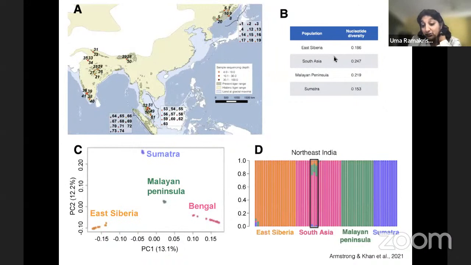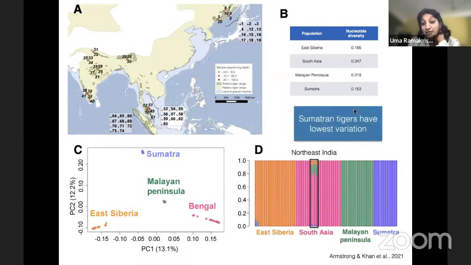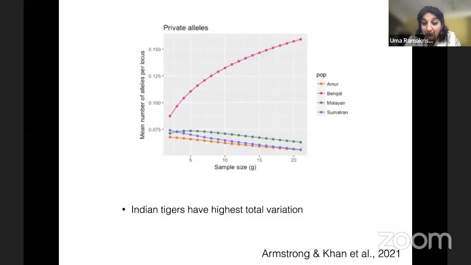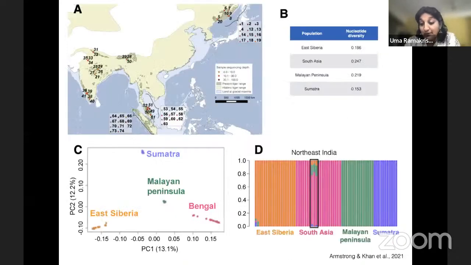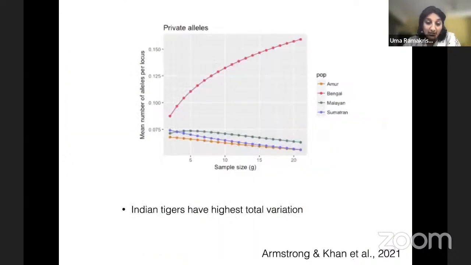So Indian tigers do seem to have a large proportion of genetic variation. And it turns out that Sumatran tigers actually have the lowest variation. But what's also very interesting is, this could just be because our sample sizes are different, right? So if you do a rarefaction analysis to look at the mean number of alleles per locus, and see how this changes with sample size, and you compare these 4 populations, Amur tigers clearly have really low variation. And the reason it's going down is because of error.